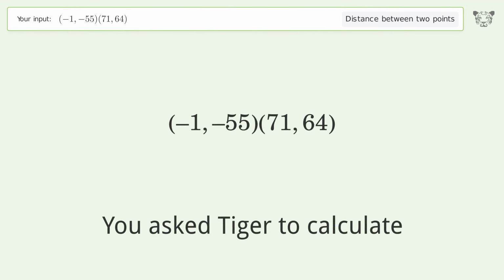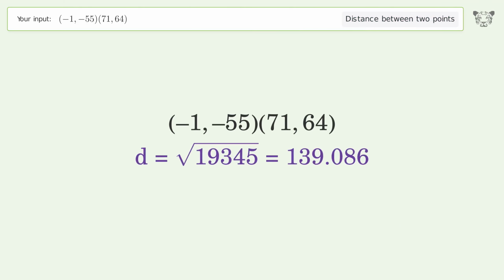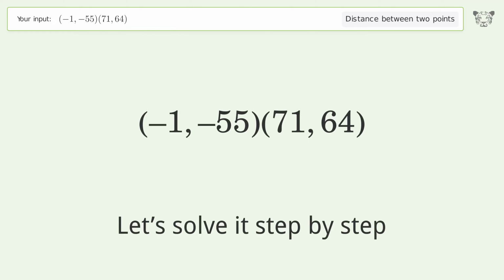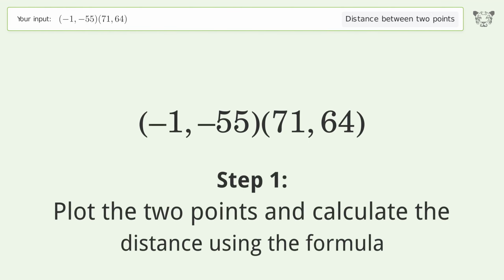You ask Tiger to calculate. This deals with the distance between 2 points. The distance between the 2 points is the square root of 19,345, or 139.086. Let's solve it step by step. Plot the 2 points and calculate the distance using the formula.